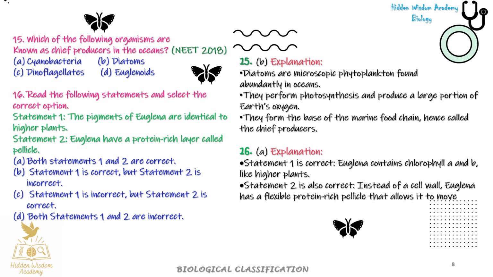16. Read the following statements and select the correct option. Statement 1. The pigments of Euglena are identical to higher plants. Statement 2. Euglena have a protein-rich layer called pellicle. Option A. Both statements 1 and 2 are correct. Option B. Statement 1 is correct, but statement 2 is incorrect. Option C. Statement 1 is incorrect, but statement 2 is correct. Option D. Both statements 1 and 2 are incorrect.